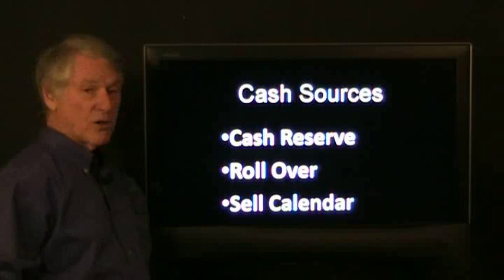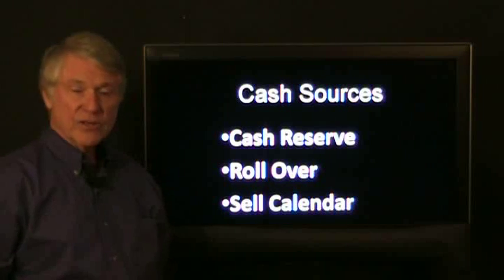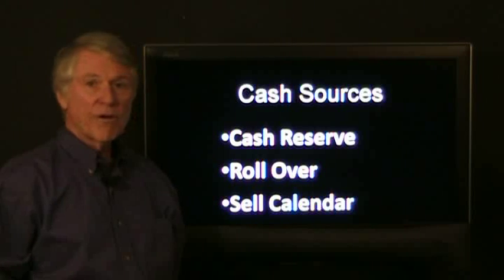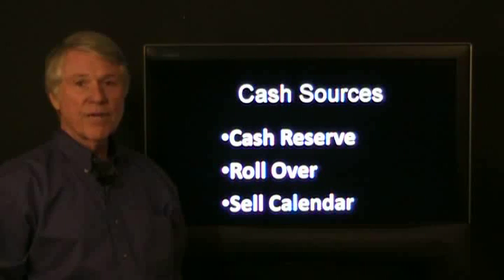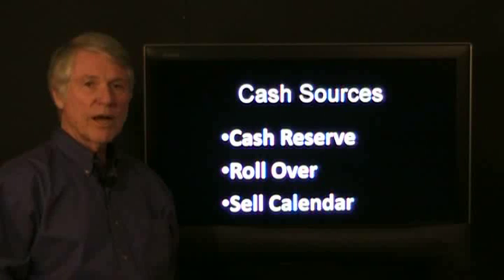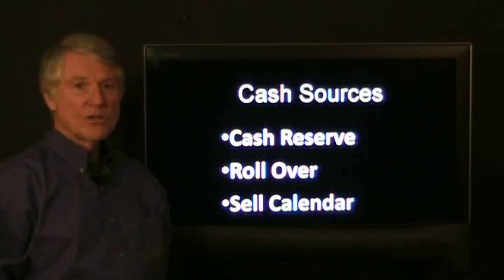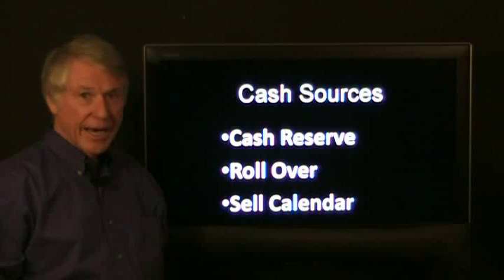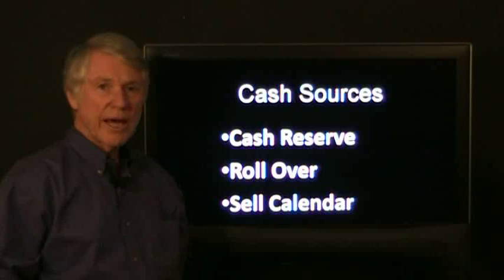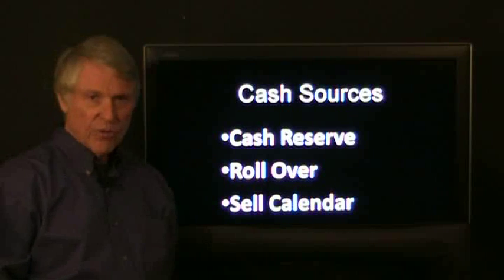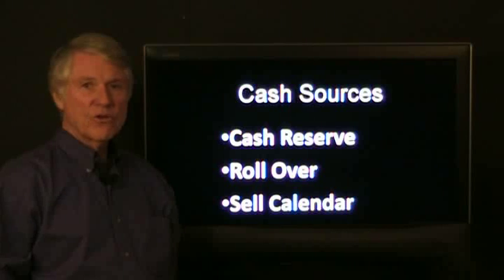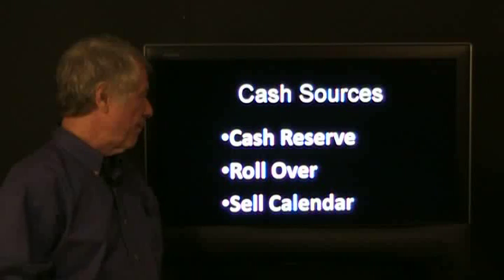The third alternative way to come up with cash is to sell a calendar spread that you already have in place at the other end of the spectrum. In this case, we're looking at what happens when the stock falls. So you would look at the highest strike calendar spread that you have on, liquidate it, sell it, and use that cash for an adjustment.